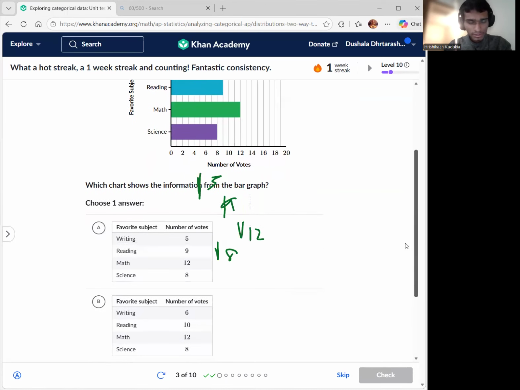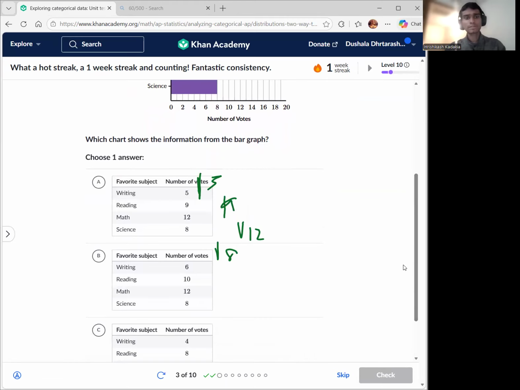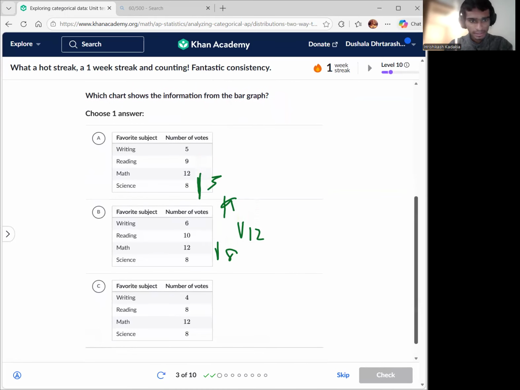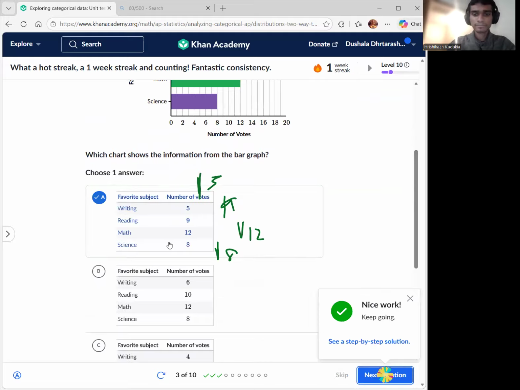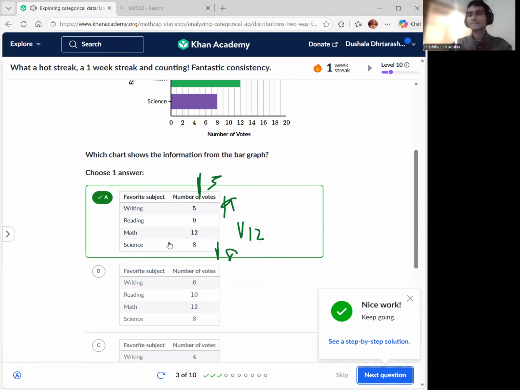Okay, which of these shows the information on the bar chart? Writing is 5, reading is 9, math is 12, science is 8. That means it should be the first one. There we go. Yes, this is just matching all the data. We collected five votes, nine votes, 12 votes, and eight votes.